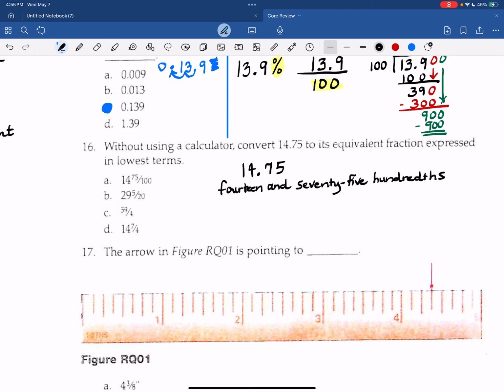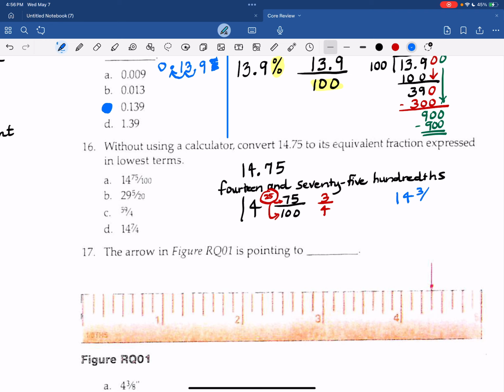So we have a big old 14, and then we have 75 hundredths, and I'm going to choose A. Right? No, because A is not lowest terms. I can simplify that fraction by 25. 25 into 75 is 3, and 25 into 100 is 4. So 14 3/4 is what I'm looking for.